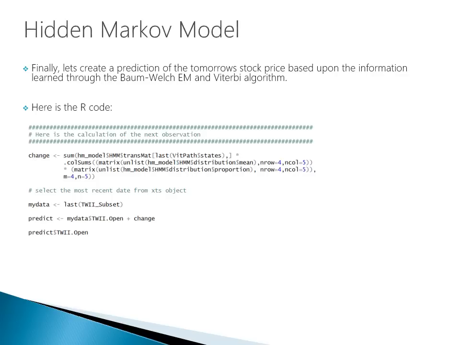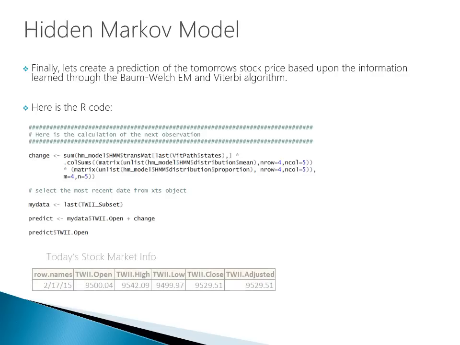Once I've created what the change is for a given day, I'm going to take the most current date, which we see at the bottom. I'm going to take the opening amount, and then add what the change is as determined from our hidden Markov model. Once we have this information, I'm just going to add it on top, and we'll go ahead and open it up. So we see that for today's date, the open is 9500.04.